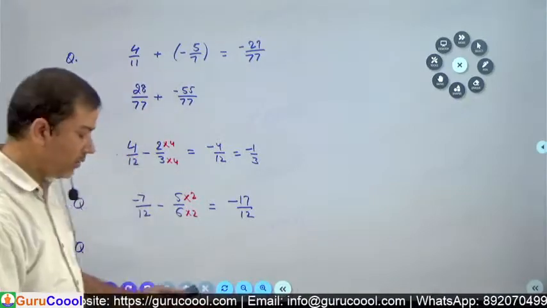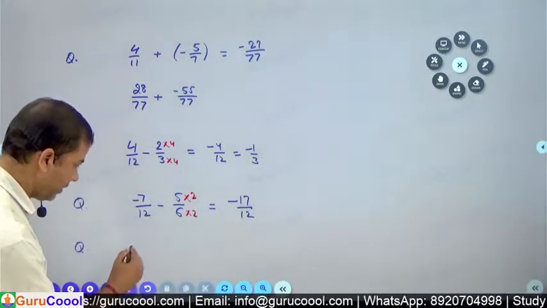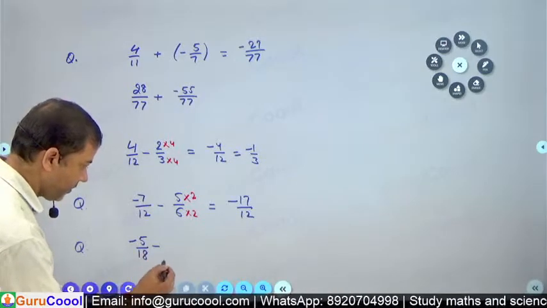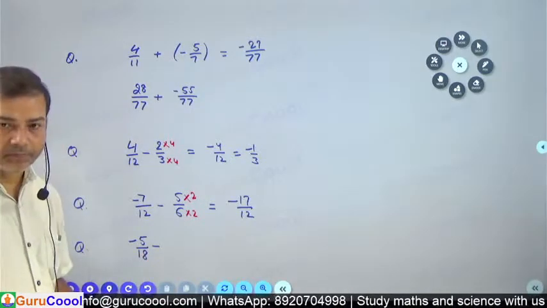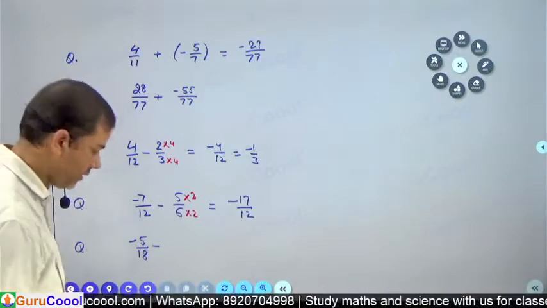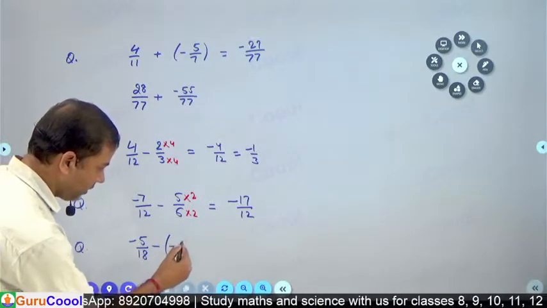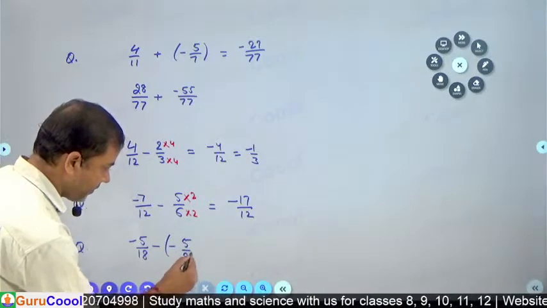Okay, I'll write the question here for your betterment. Minus 5 by 18. Sir, I got the answer. What is that? Sir, 5 by 18. That's right. Minus 5 by 18 minus of minus 5 by 9. This is the question.